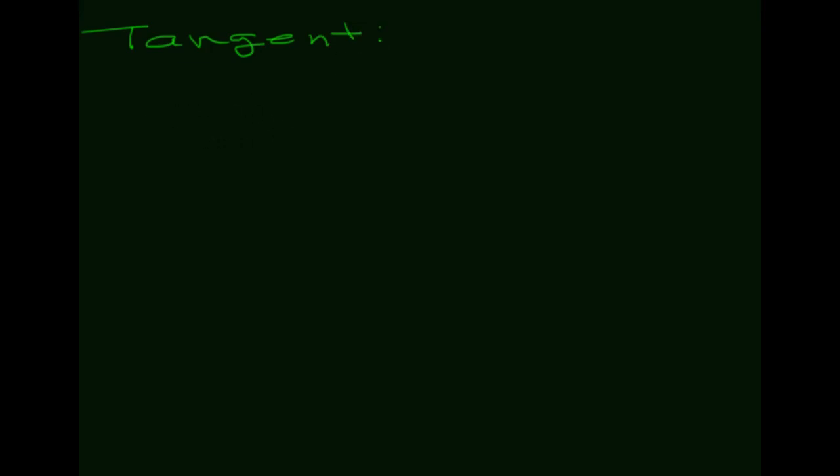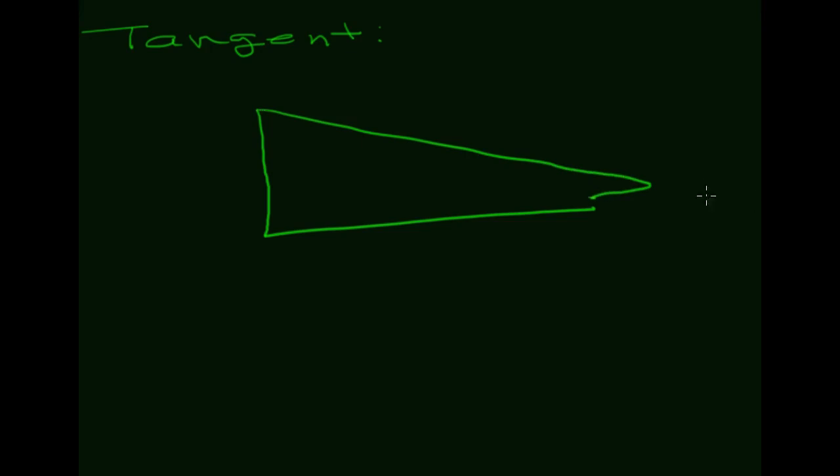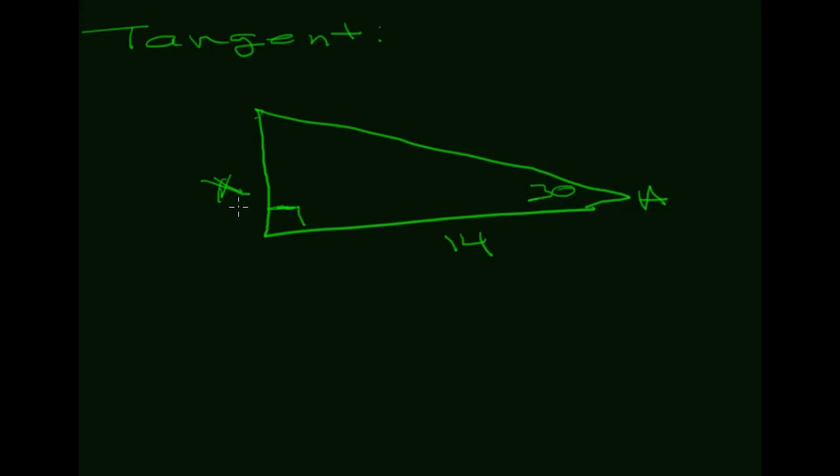Okay, so let's see how this kind of plays out. Let's build a right triangle here. Okay, well, that's kind of messy. Let's fix that up a bit. Okay, and let's say that this is 30 degrees, the angle A here, and that the length of this side is 14, and I want that side. Okay, so in relationship to the 30-degree angle, this is the opposite side, and this is the adjacent side.